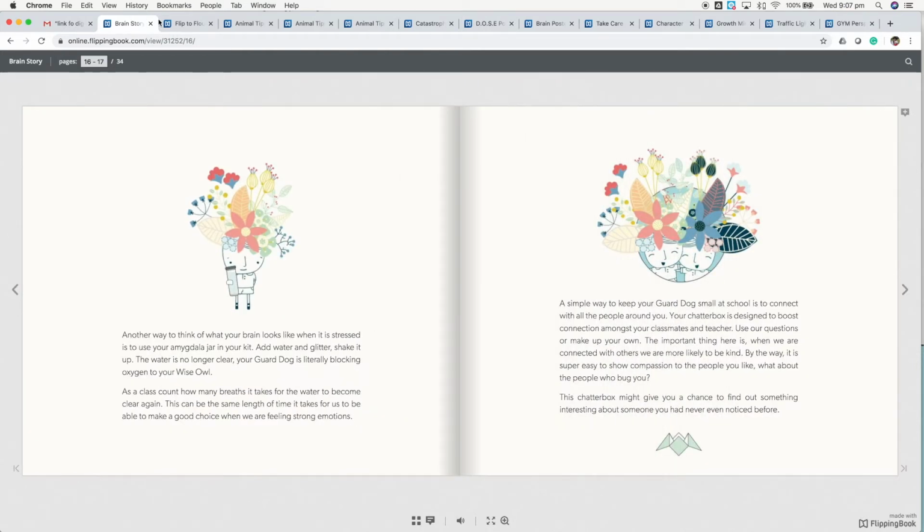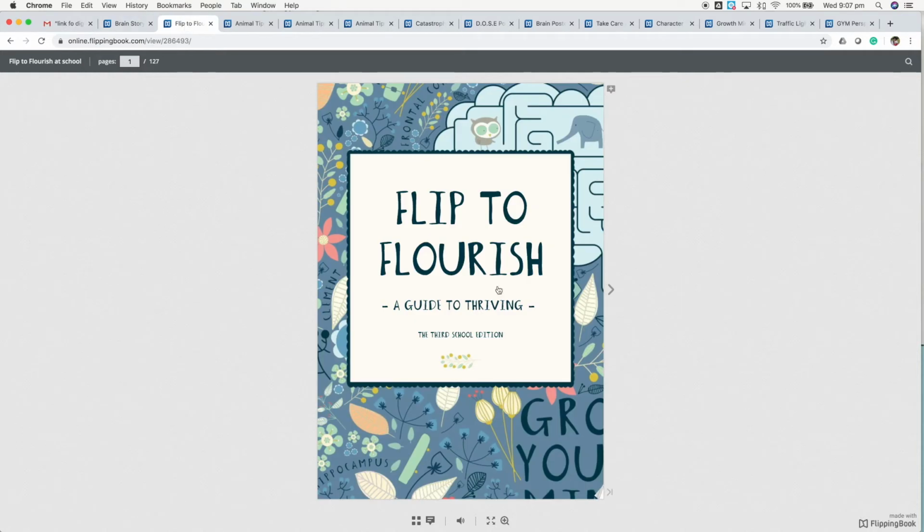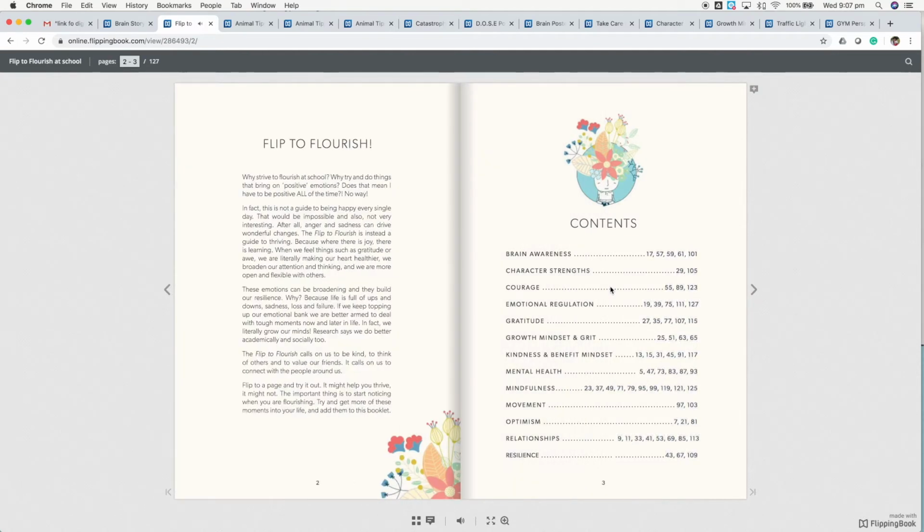Now, the other thing that I want to show you was the Flip to Flourish. The Flip to Flourish can be used for a minute a day, can be used once a week, can be used as unit plans as well. We've had schools divide them into the Thrive acronym depending on the contents. So basically you flip to a page. We've now got a little table of contents. So if you want to address a particular theme with your students, we've tried to make this super simple.